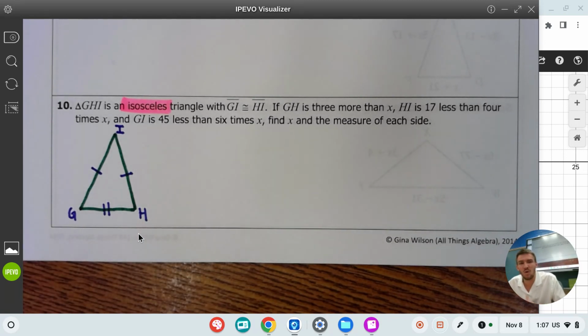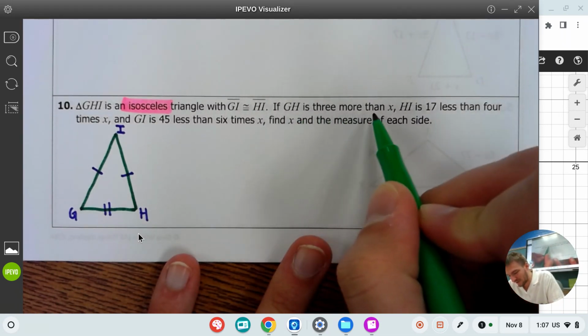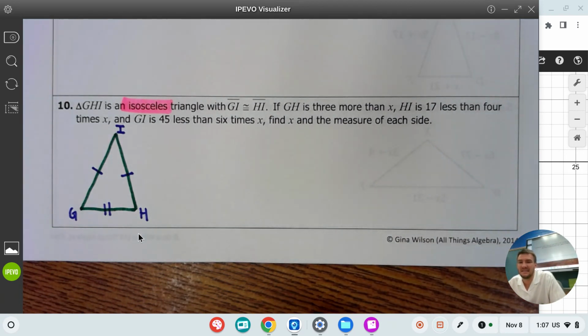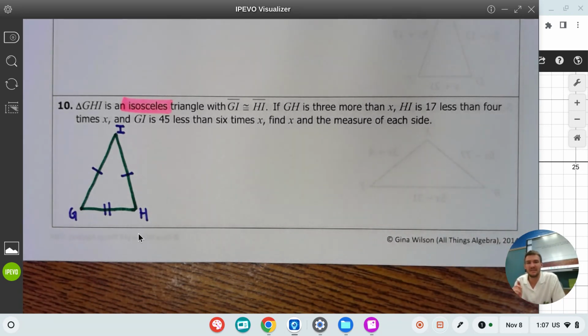this question has one last layer of difficulty, okay? It's bringing you back to that sad, sad place of Algebra 1. GH is 3 more than X. Yikes. We're going to have to kind of decipher this. We've been skipping over some of these questions throughout the year, but every now and then it is good to come back and see some of these. And today on the classwork, we are going to see some of these.